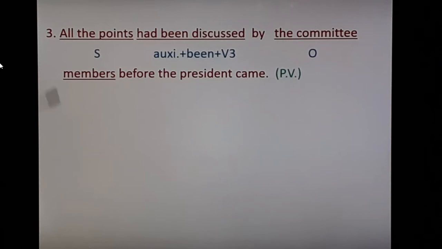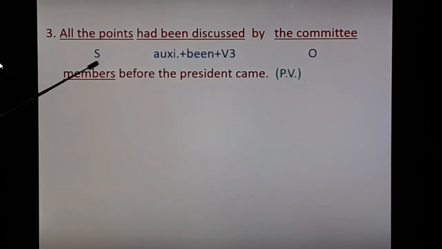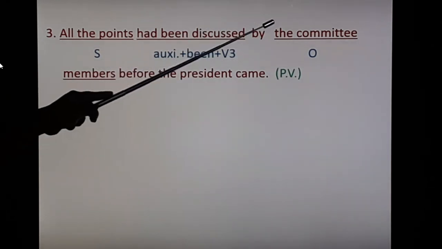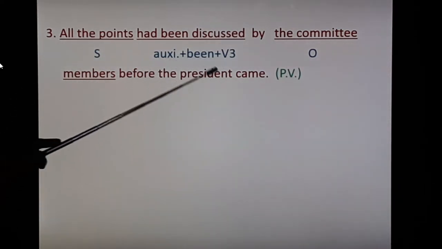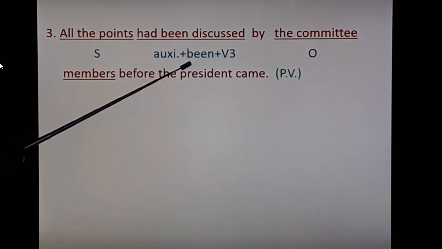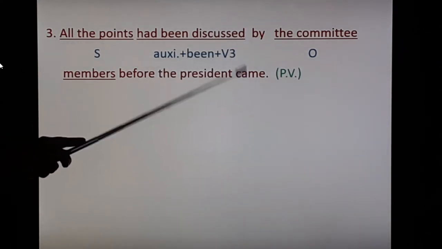Next, all the points had been discussed by the committee members before the president came. So here all the points is the subject, had is the auxiliary verb, been you have to put here because we are framing passive voice, discussed is the V3 form, by is given, and then the committee members, that is an object, before the president came. Same thing you have to write. This is passive construction. How can you say? Because here been is used as well as by is also given. That's why this is passive voice.